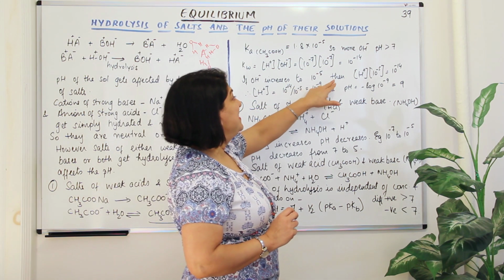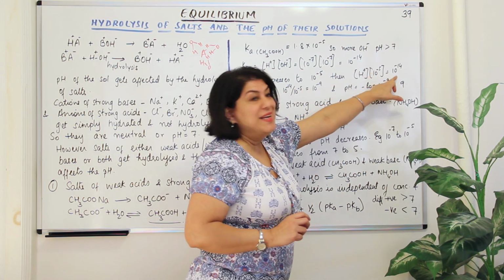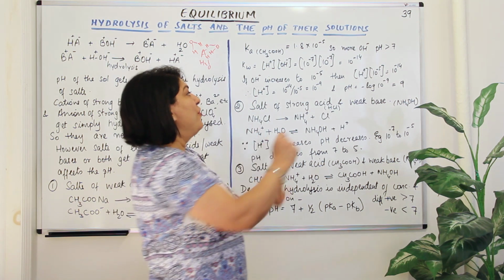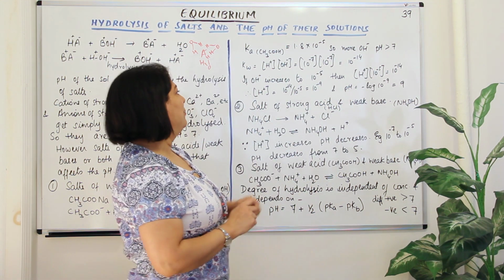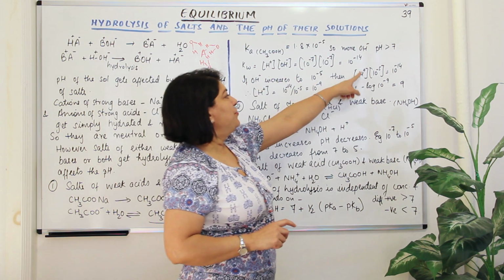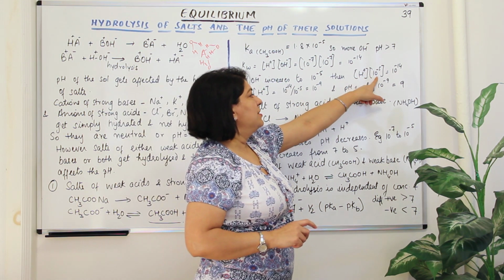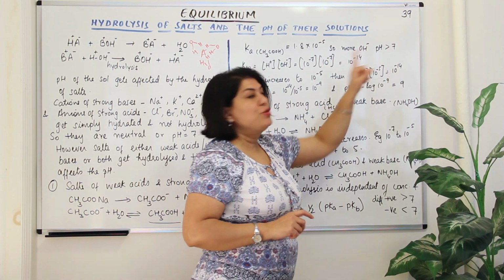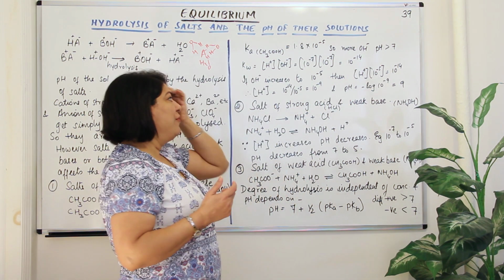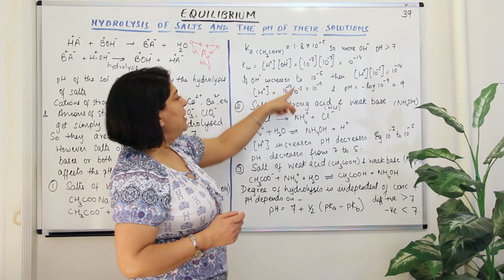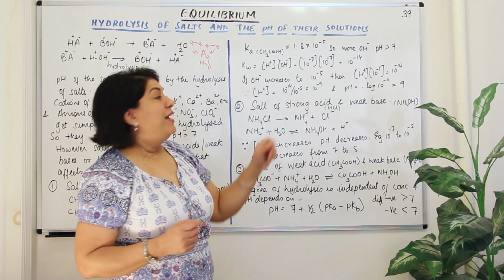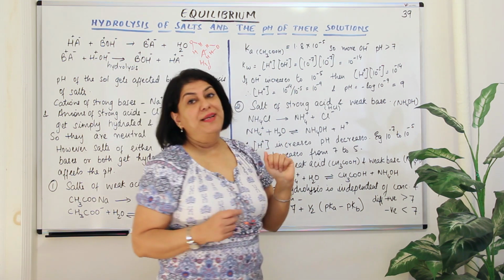When it increases, then the ionic product should remain 10 to the power minus 14. Therefore, hydrogen ion concentration should change. In order to calculate hydrogen ion concentration, let us write H positive into the concentration of OH negative should be equal to 10 to the power minus 14. Therefore, H positive would be equal to 10 to the power minus 14 upon 10 to the power minus 5, which would be equal to 10 to the power minus 9.